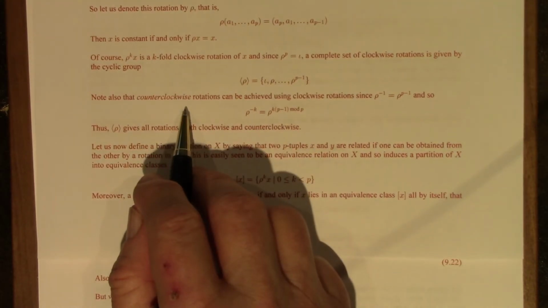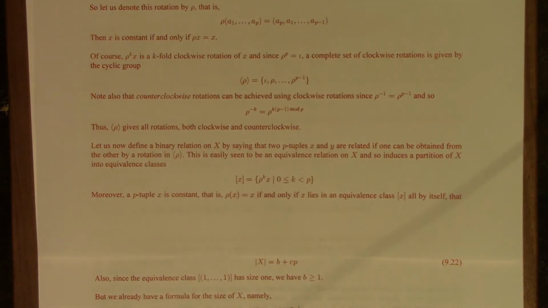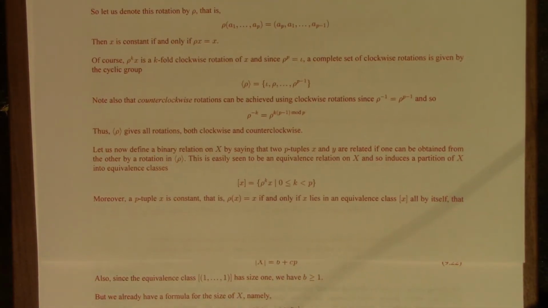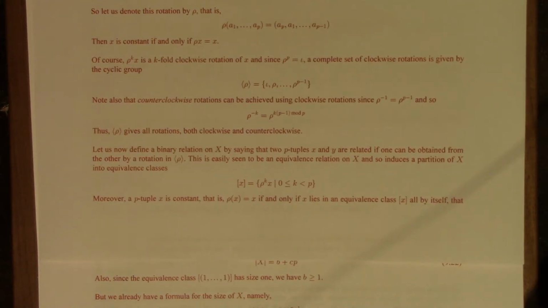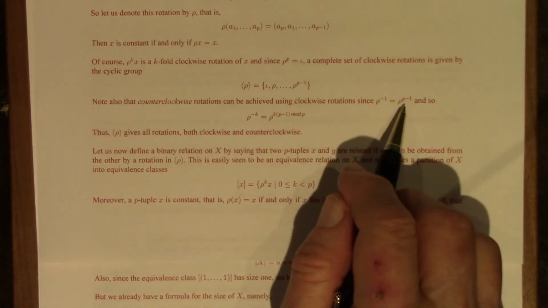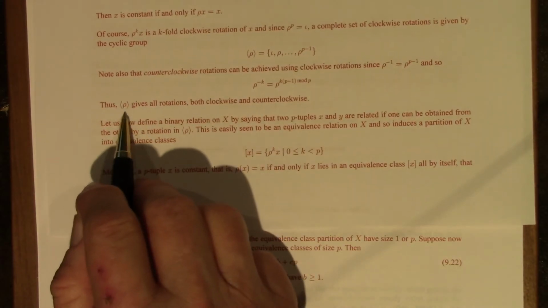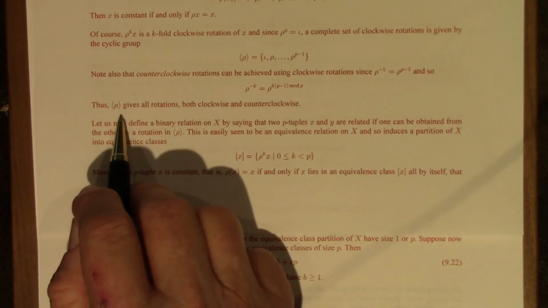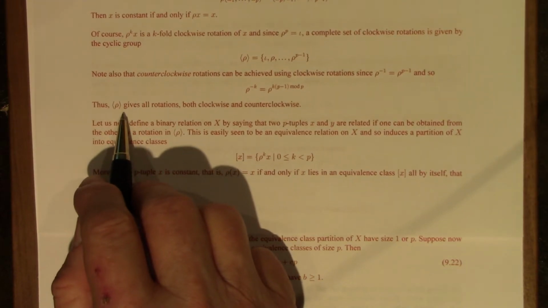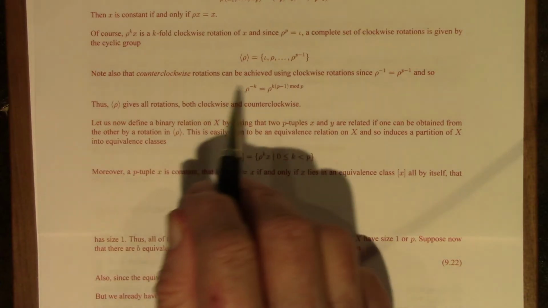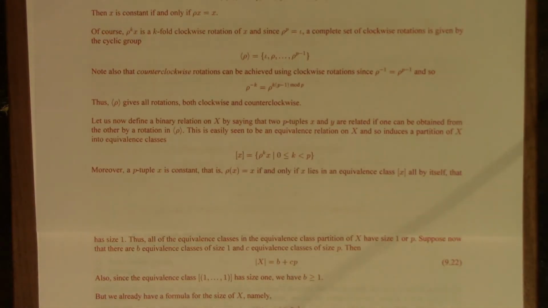Counterclockwise rotations can be achieved using clockwise rotations. So, for example, a counterclockwise rotation one click is rho inverse, but that's equal to rho to the p minus 1. So in fact, this cyclic group generated by rho gives us all rotations of the p-tuples, clockwise and counterclockwise.